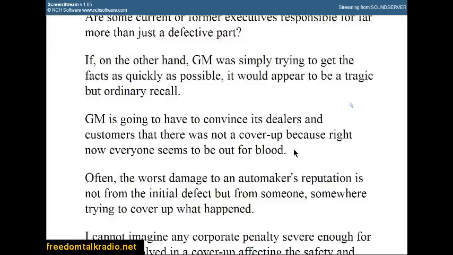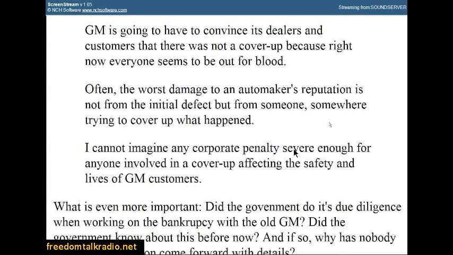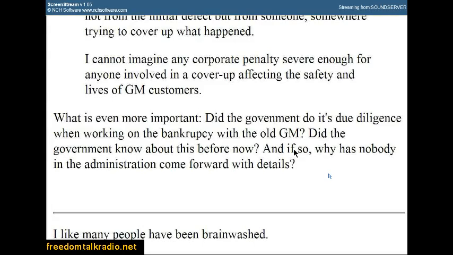Continuing with the article here: often the worst damage to an automaker's reputation is not from the initial defect, but from someone somewhere trying to cover up what happened. I cannot imagine any corporate penalty severe enough for anyone involved in a cover-up affecting the safety and lives of GM customers. That's the end of my quote from Keith Crane's article.